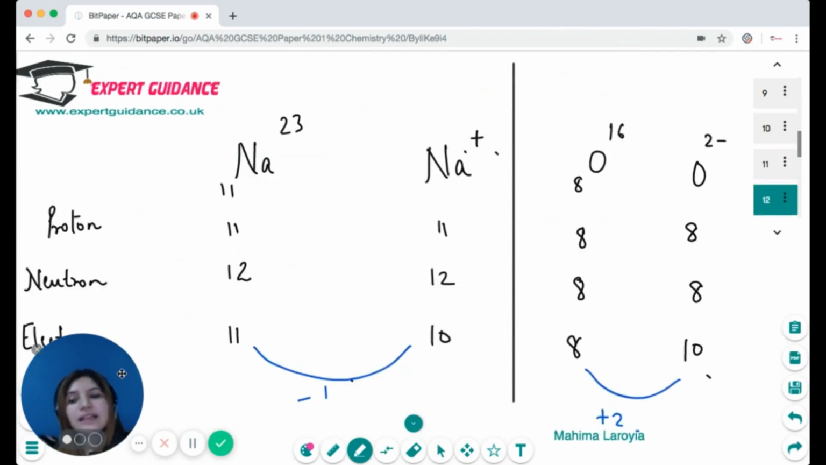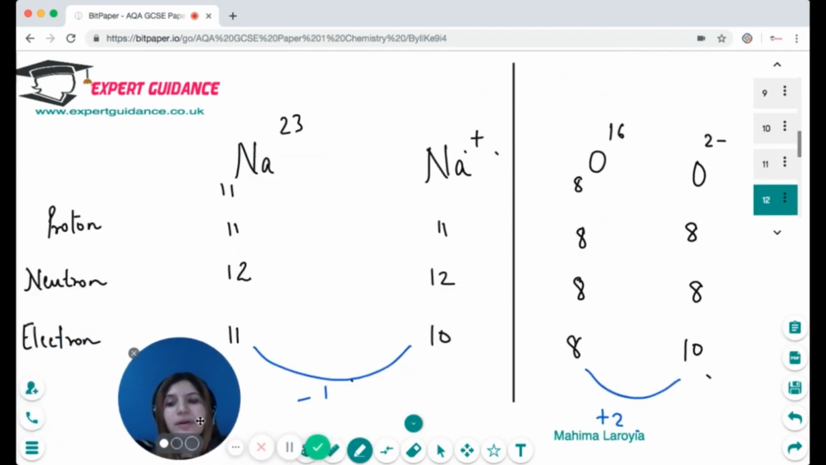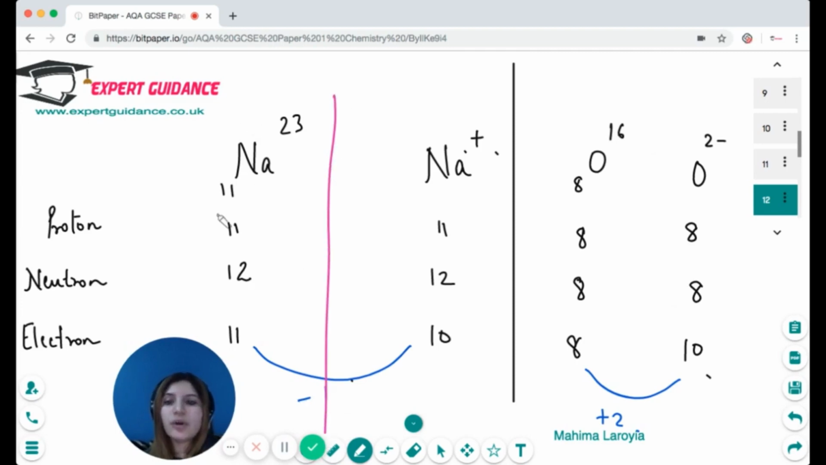Okay, now let's see how the electron number changes with the ion. Now this is sodium. You know the bottom number is the electron number. The top number, take away the bottom number, that is 12, will be the neutron number. Now sodium becomes sodium plus, meaning it has lost 1 electron. Since it has lost 1 electron, the electron number will be 10, but the proton number and neutron number remain the same. So there is always a change in the electron number whenever an ion is formed.